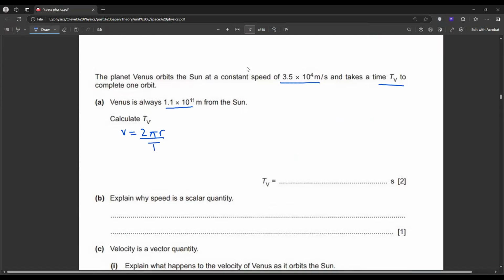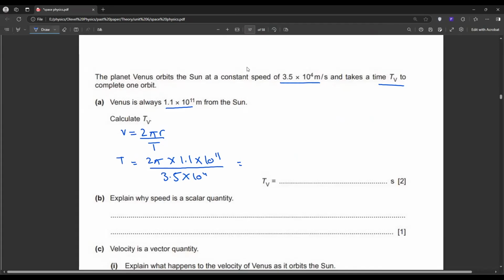What is your velocity? 3.5 into 10 raised to the power of 4. What is your radius? 1.1 into 10 raised to the power of 11. Can you calculate the time period? Yes. Time is equal to 2 pi into the radius, that is 1.1 into 10 raised to the power of 11, divided by the velocity, that is 3.5 into 10 raised to the power of 4. What does your time period come out to be? Let's calculate 2 pi into 1.1 into 10 raised to the power of 11 divided by 3.5 into 10 raised to the power of 4.